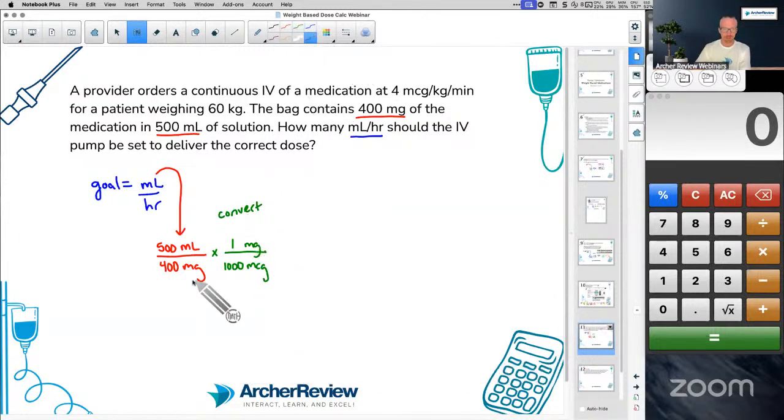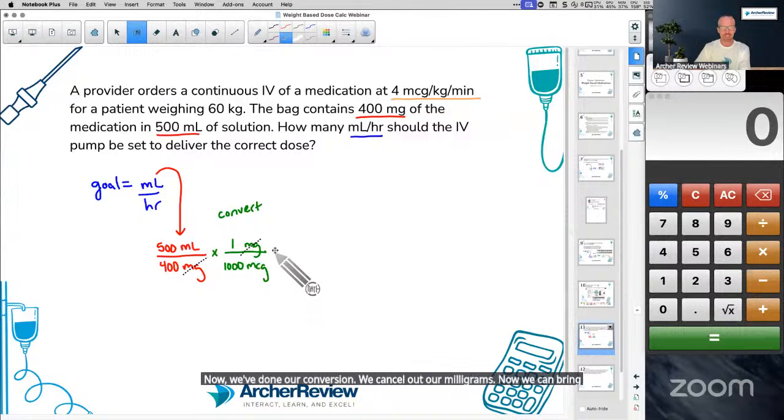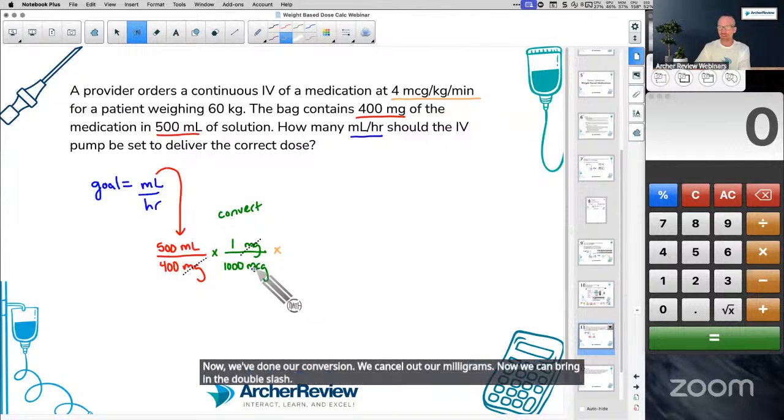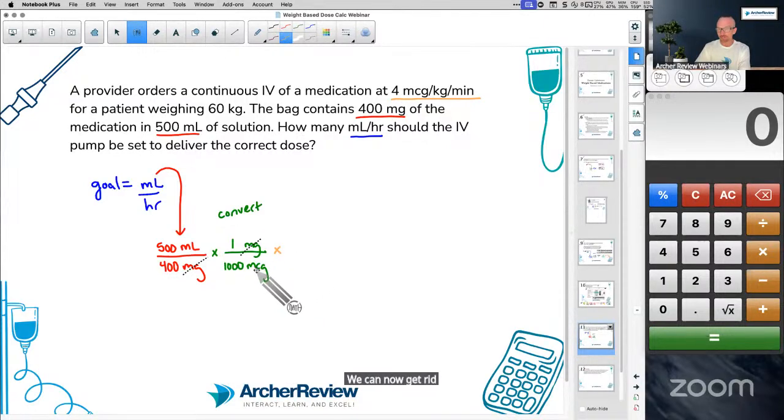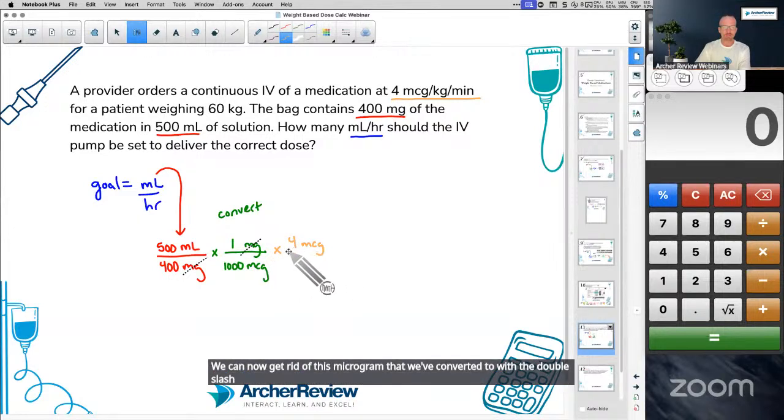Now we've done our conversion. We cancel out our milligrams. Now we can bring in the double slash. We can now get rid of this microgram that we've converted to with the double slash. 4 micrograms, double slash, handle it the same way. We're going to put kilograms and minutes at the bottom.